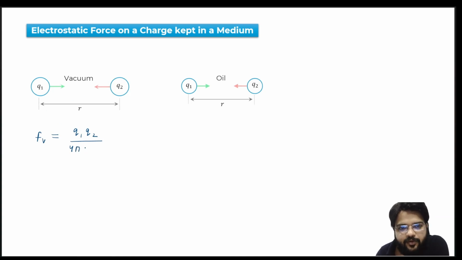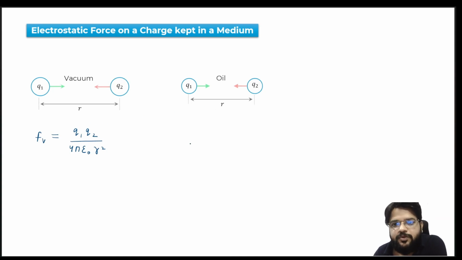and it is present in the vacuum. So the permittivity of the vacuum is epsilon naught, so 4 pi epsilon naught, and the separation between the charges is R. So Q1 Q2 by 4 pi epsilon naught R square. This is the force between two charges in the vacuum.